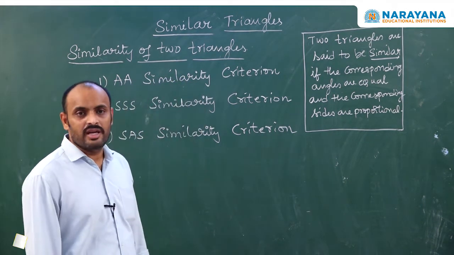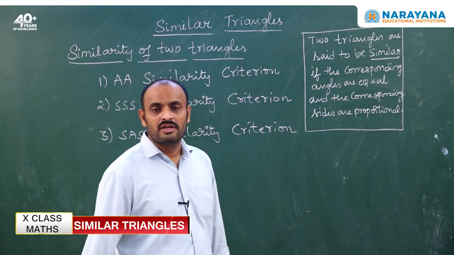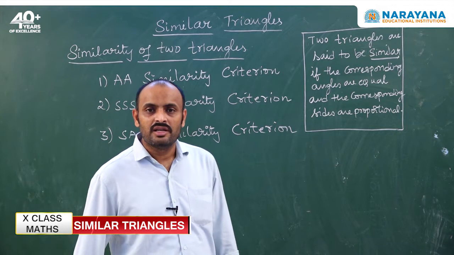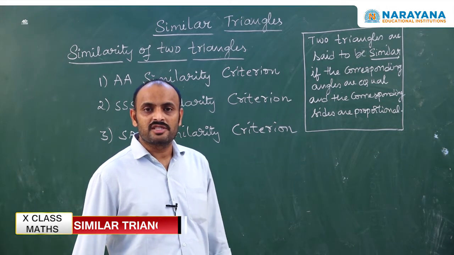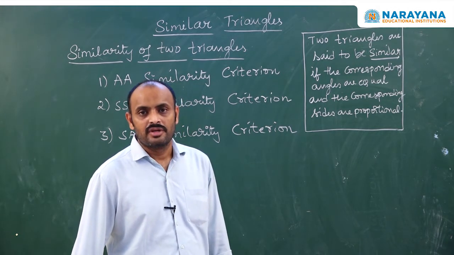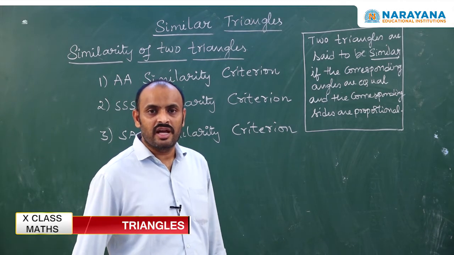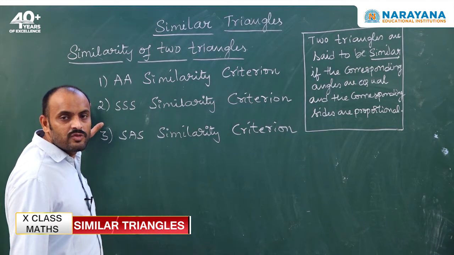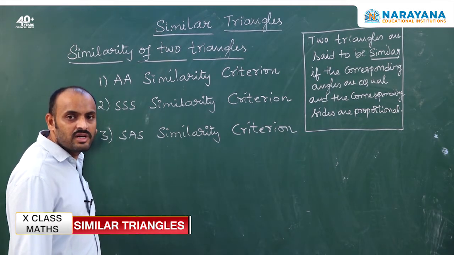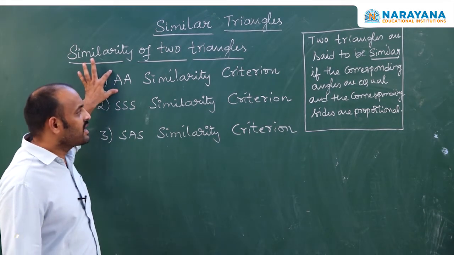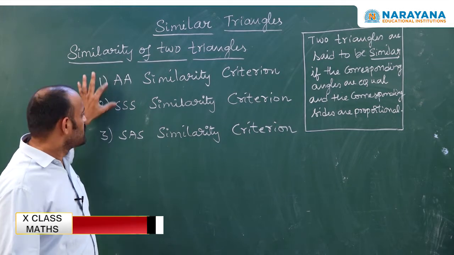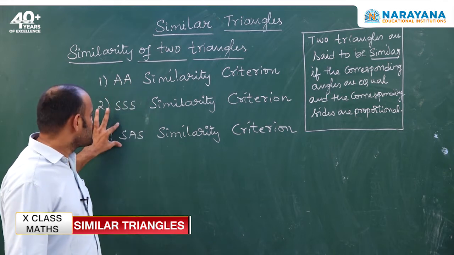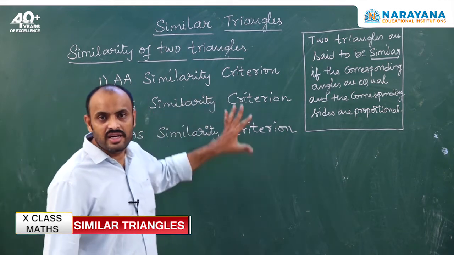So what is a similar triangle? What do you mean by similar triangles? Two triangles are said to be similar if their corresponding angles are equal and at the same time the corresponding sides are in the proportion. Now how to check whether the given triangles are similar or not? There are three ways to check whether the given triangles are similar or not. So angle similarity criterion, side similarity criterion, side angle side similarity criterion.